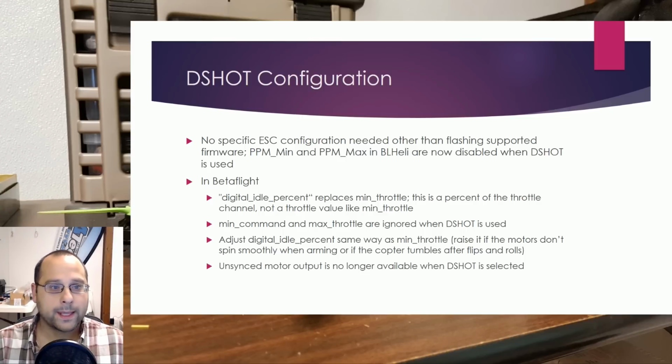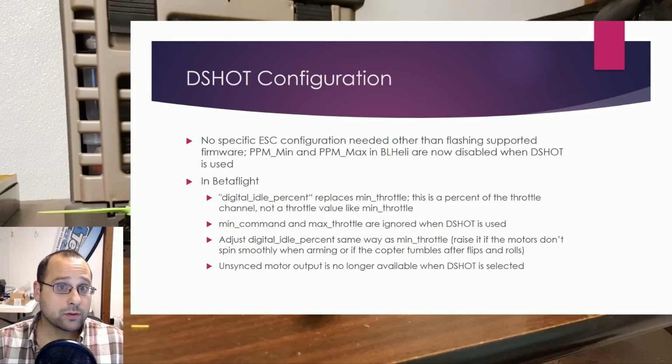That's the whole point. In Betaflight, instead of min throttle, now we've got this parameter digital idle percent. Digital idle percent is exactly like min throttle. It's the idle speed that keeps your motors from stopping when you're flying, when you lower the throttle all the way down. Digital idle percent is, as far as I know, only available in the command line. You need to set it manually in the command line. Of course, eventually it'll be in the configurator. You'll just use the same way that you set min throttle in the configurator now. You'll set the digital idle percent.